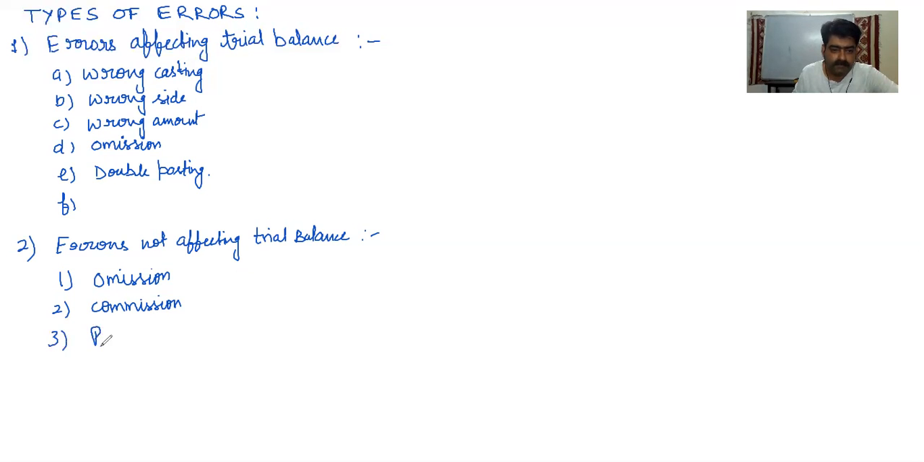Next is error of principle. Error of principle means when some fundamental principle of accountancy is violated while recording a transaction, the error is termed as error of principle. Suppose we have purchased a building worth rupees 2 lakh. So our journal entry must be building account debit to cash or bank. But in place of writing building, we are writing purchase account debit. So this is one of the errors of principle. In this case, total of trial balance will come equal, but still you can see there are errors.